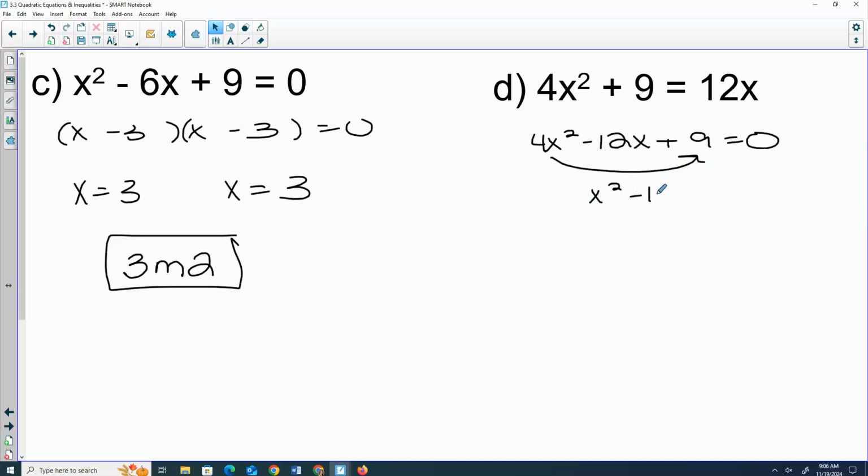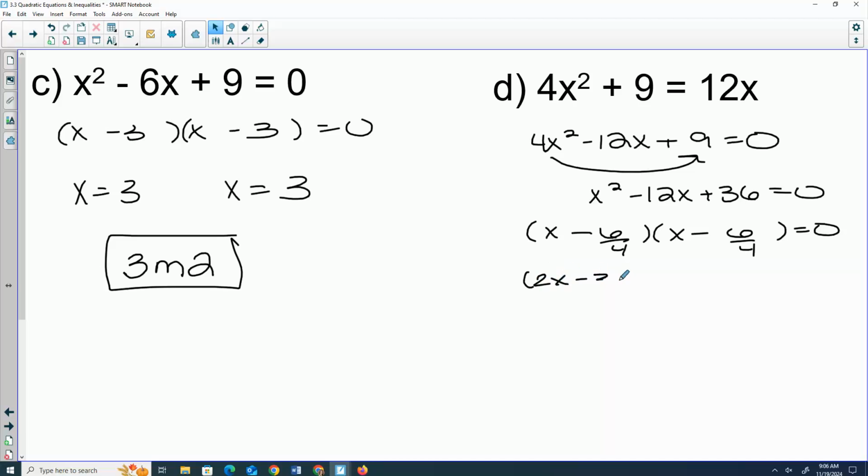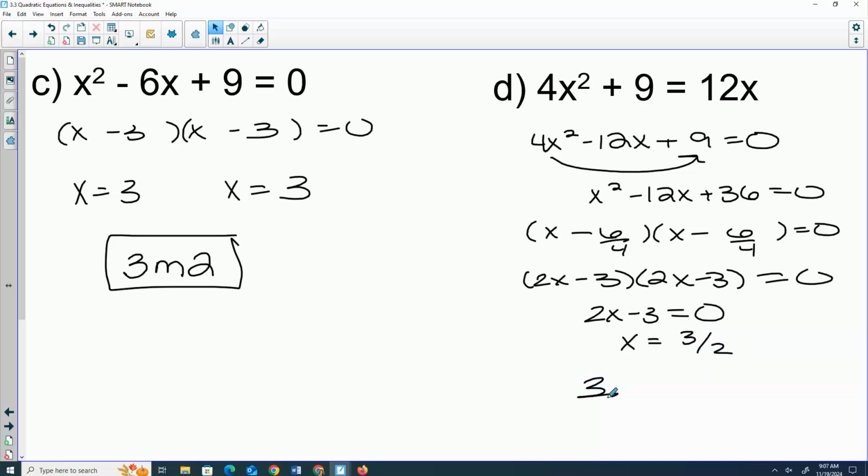This is x squared minus 12x plus 36. Okay, what multiplies to 36 and adds to negative 12? To divide our 4 back. So that's 3 halves, so we get 2x minus 3 and 2x minus 3. So again, we're only going to get one solution here, but it works twice. So our actual solution is 3 halves. If I ask for the multiplicity, it's a multiplicity of 2.